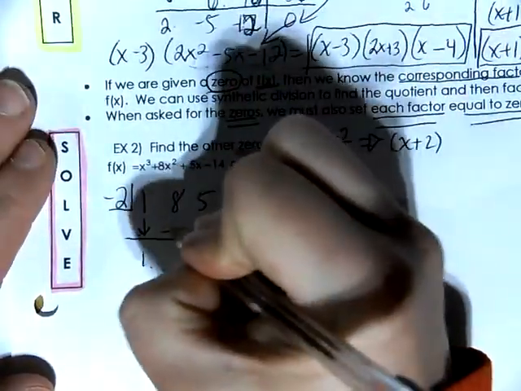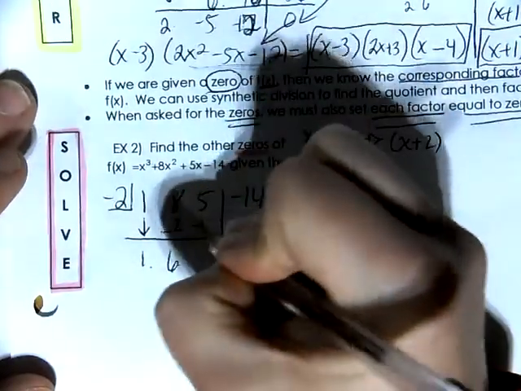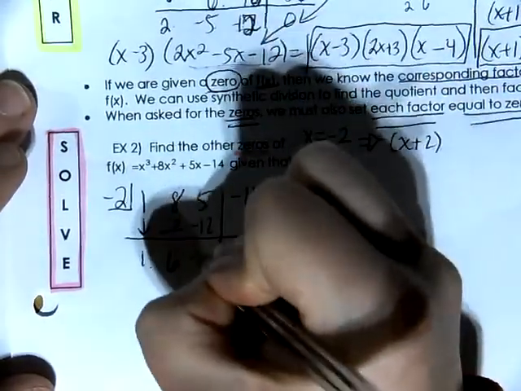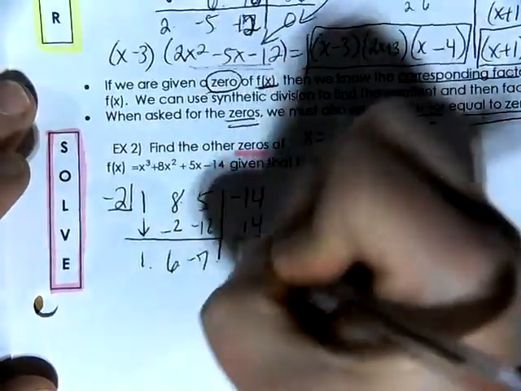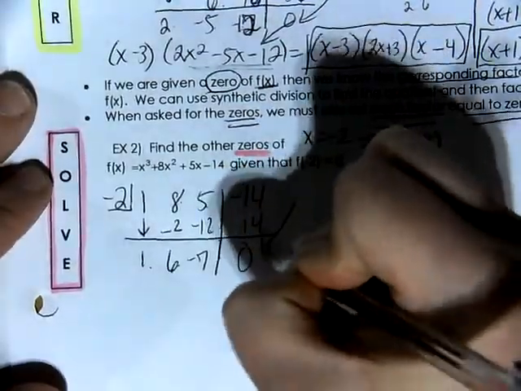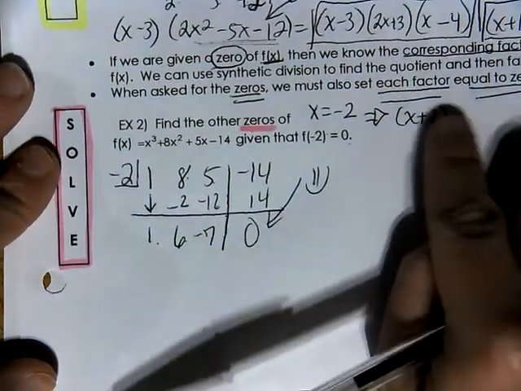Negative 2 times 1 is negative 2. 8 minus 2 is 6. Negative 2 times 6 is negative 12. 5 minus 12 is negative 7. Negative 2 times negative 7 is positive 14. And negative 14 plus 14 is 0. And you really do want that remainder to be 0.